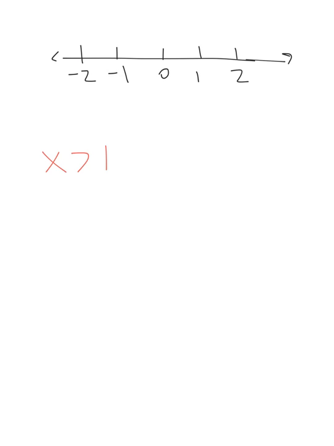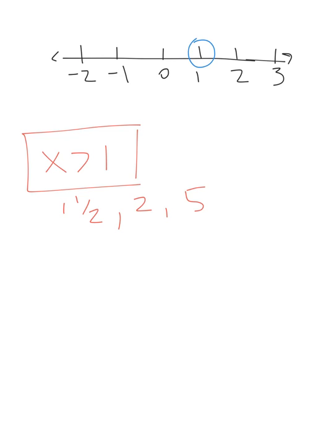Okay, so here we have a number line, and here we have x is greater than 1. So this means that numbers greater than 1 will be included in our graph on the number line. So that means we could have 1 1/2, we could have 2, we could have 5, you could have all these numbers that are greater than 1. So what I like to do is start at the 1. And because it's just greater than, we're not including the 1.